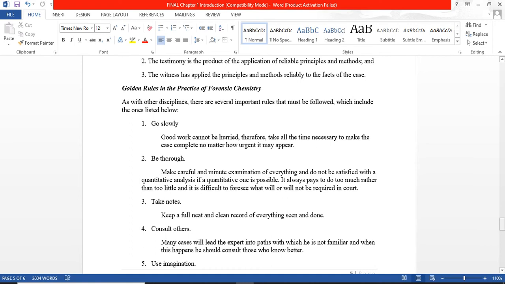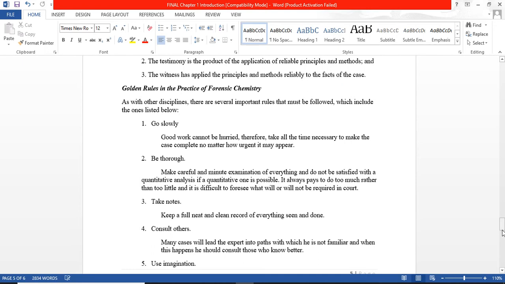It always pays to do much rather than to do little, and it is difficult to foresee what will or will not be required in court. Okay, next is take notes. Keep a full, neat, and clean record of everything seen and done. Kung ano man ang mga ginhulag, dapat kabalo ka kung ano ang mga imo mga ginpagtandog para sa report, mabalaan nila kung anong nag-change or anong naglain.